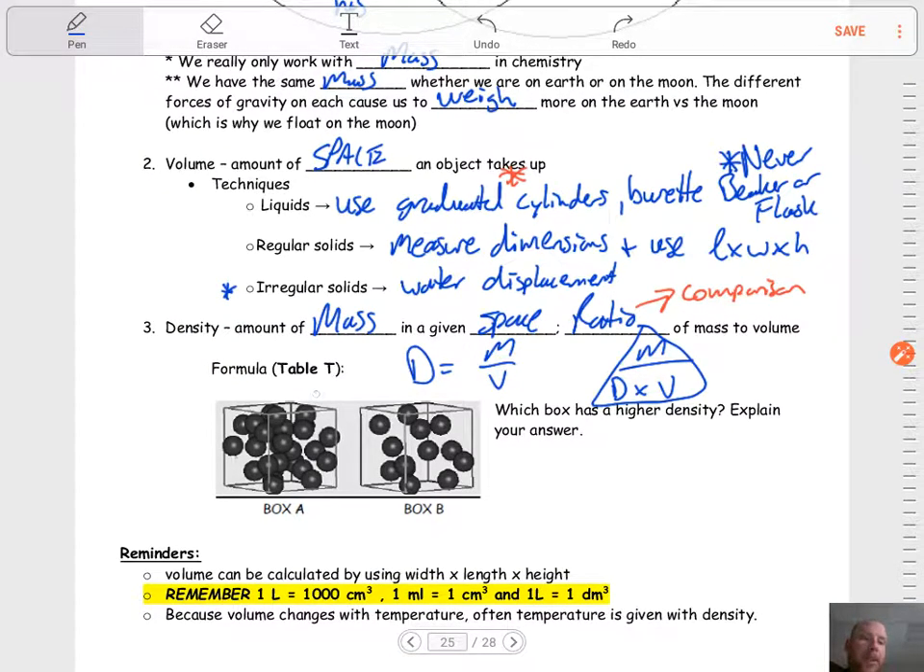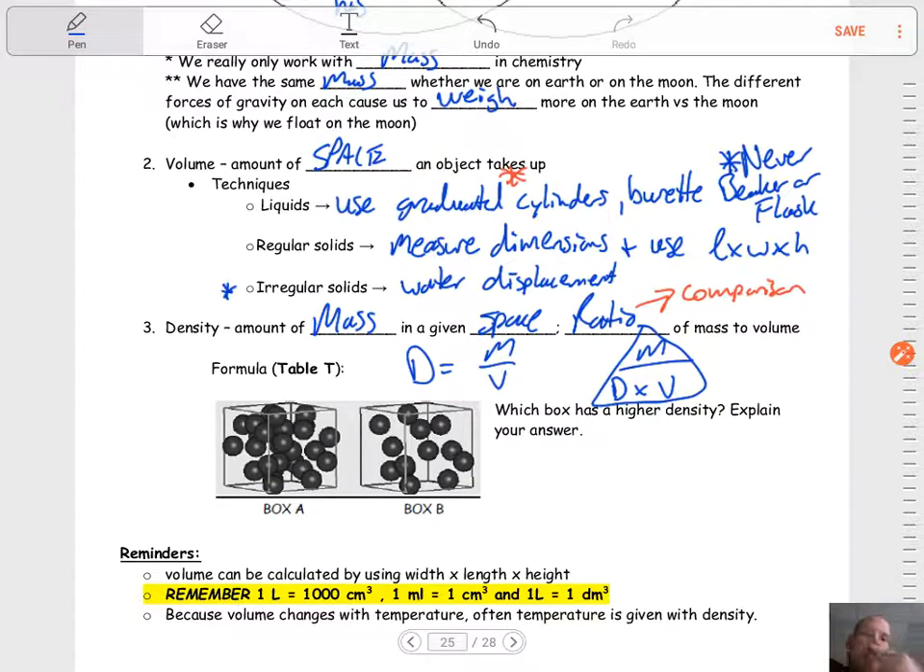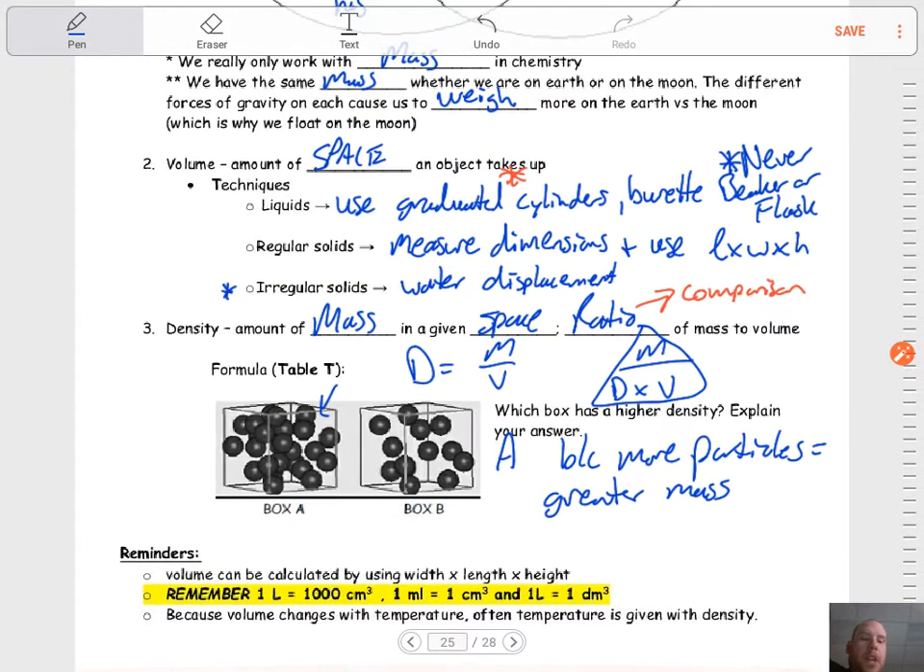throughout the year. So let's take a look here at this box. Box A or box B, which do you think has a higher density? Box A. Why would box A have the higher density? Well, take a look, guys. Remember, density is the amount of mass in a given space. We have more particles in box A in the same amount of space, therefore it's going to have a higher mass and it would have a higher density. So A, because more particles equals greater mass.